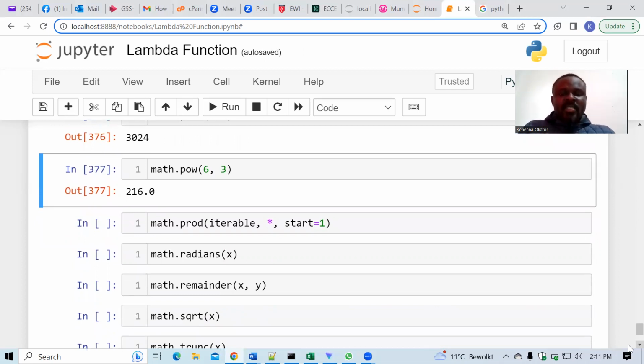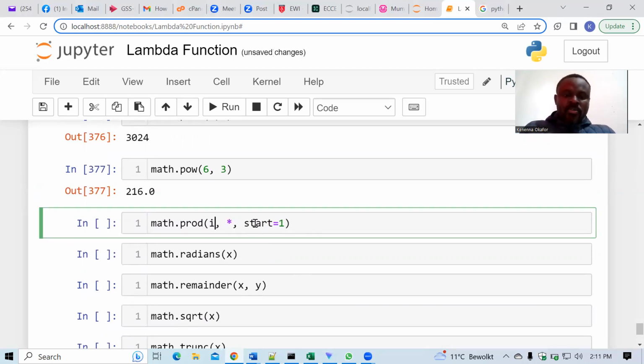Again, as the name suggests, it's the product of all the members of an iterable, a list, for example. It could even be a tuple, right? So let me just change this now to say 2 and 3 and 4. Now I need a method that will just return the product of these 3 numbers in the list. And I need it to begin right from the very first number.